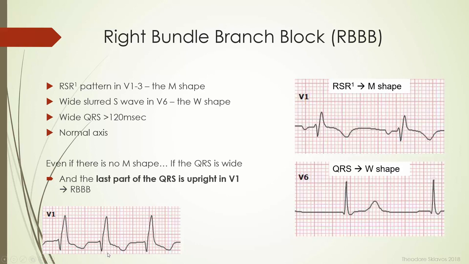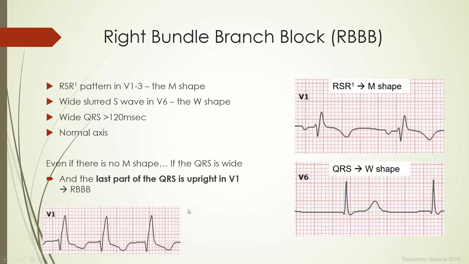And to really prove that it's a right bundle branch block, you need to understand that V1 is a right-sided lead. So it's placed on the right side of the sternum. So if the right ventricle is the last thing to depolarize, then the last part of the QRS will be depolarizing towards V1, okay, towards the right because it's the right ventricle, and therefore the last part of the QRS complex will be upright. Okay?